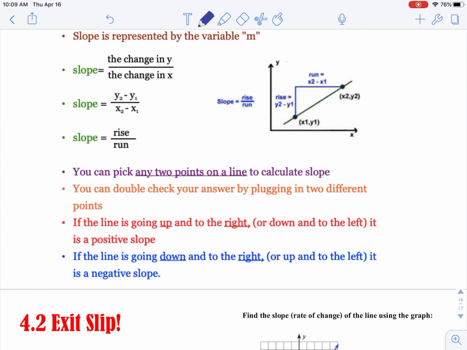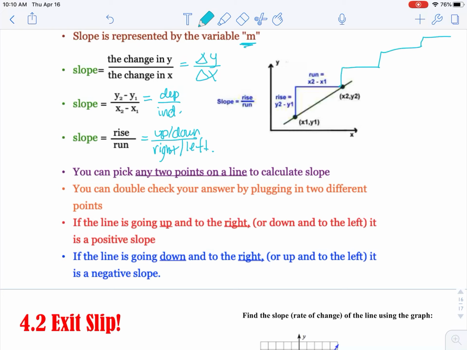So there's a few things to remember when we're talking about slope. Okay? Slope always is represented by the variable m. It is the change in y over the change in x, delta y over delta x. We get our y2 minus y1, which is our dependent variable, over our independent variable. Rise over run means how much up or down, over right or left. You can pick any 2 points on a line to calculate the slope, because no matter what, your slope is always going to be the same.